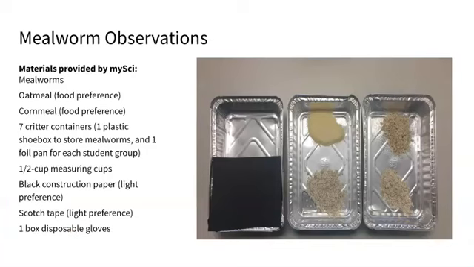Teachers, don't forget that students will be reusing materials from Lesson 8, including those mealworms. During this lesson, each of the 6 student groups will get a foil pan to design an ideal habitat for the mealworms and can use any of these materials provided.